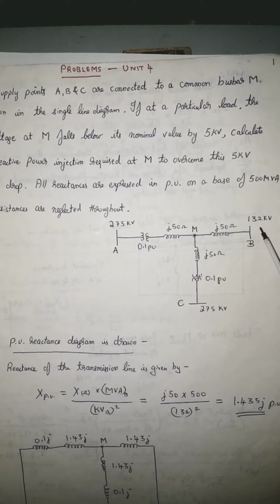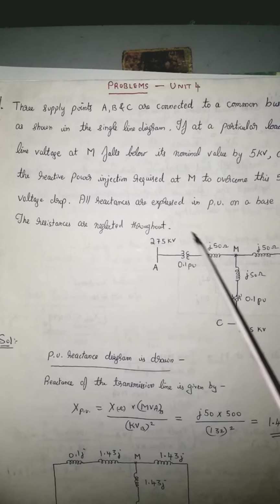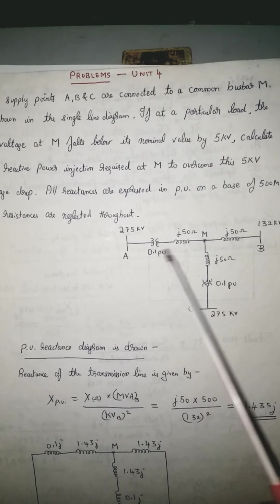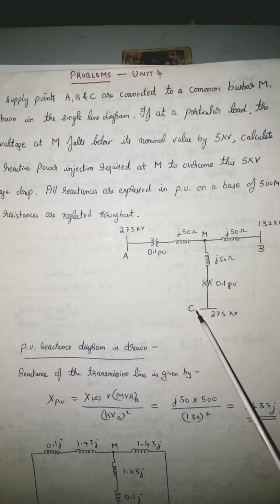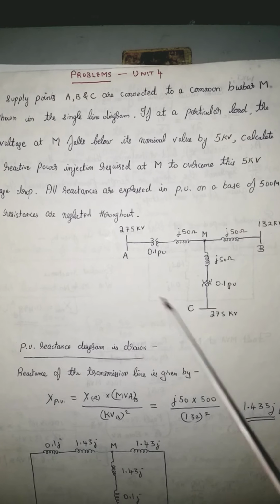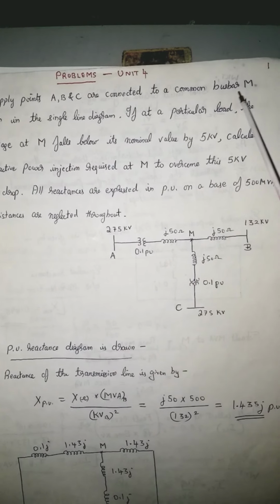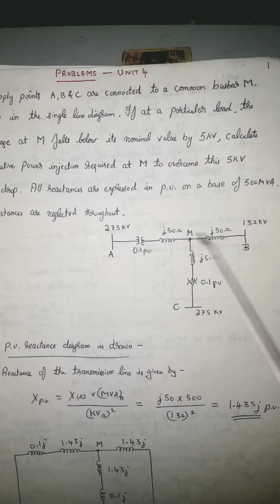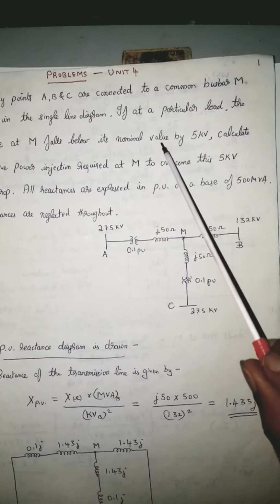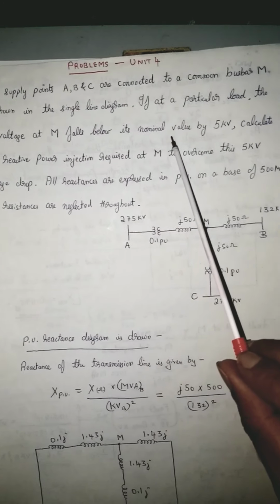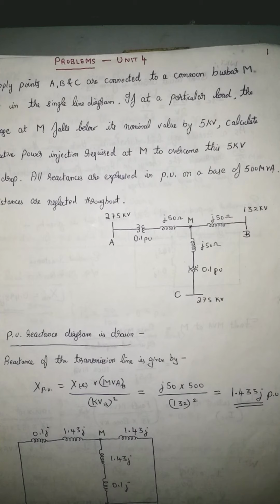So what basically is happening in this problem, we have to understand. It says three supply points A, B and C. That is, this is one supply point, this is another supply point and this is another supply point. You can take it as the grid or you can take it as three different generators interconnected to a common bus bar M. This is a common bus bar where they are interconnected. Then it says if at a particular load the line voltage at M falls below its nominal value by 5 kV, there is a drop in voltage at M by 5 kV. The voltage drops by 5000 volts.